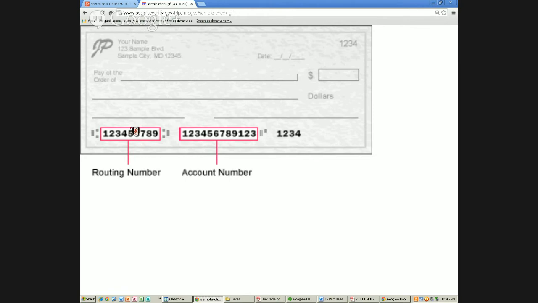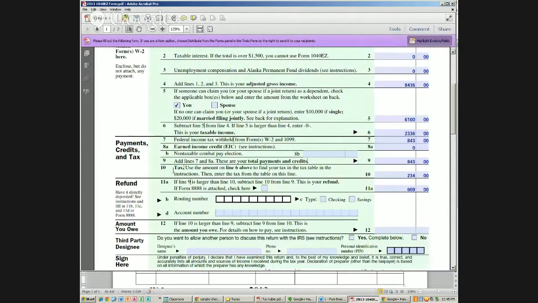So let's go ahead and throw in a routing number, which is just going to be 1, 2, 3, 4, 5, 6, 7, 8, 9. And it's checking.